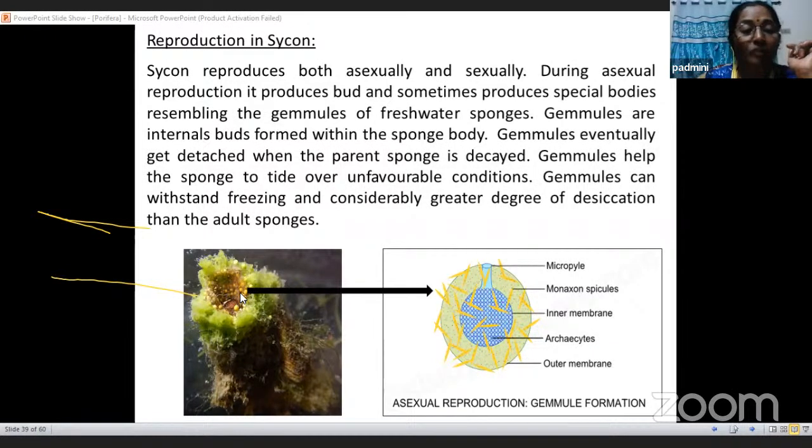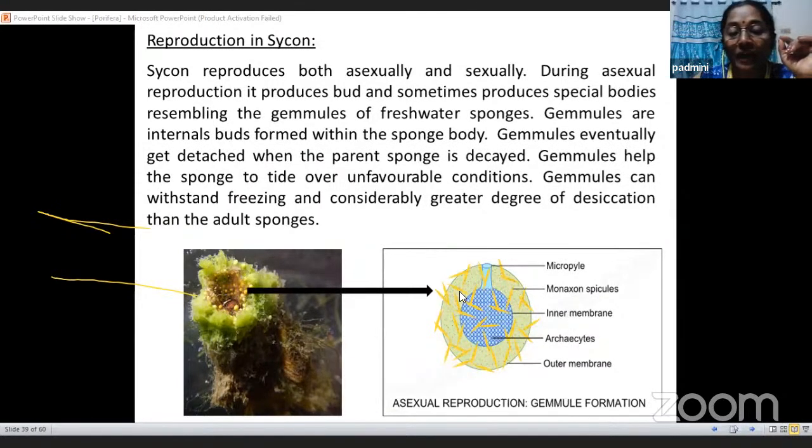These yellow spots appear whenever there is any unfavorable condition. When I'm talking about unfavorable condition, it can be because of high temperature in the water, or low temperature in the water, or if any toxic substance has been mixed in the water. That also can be an unfavorable condition. If the Sycon is not able to survive any further, what they do is they try to produce small gemmule-like structures, these yellow spots on the body.